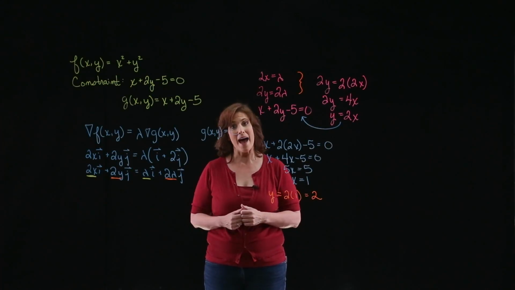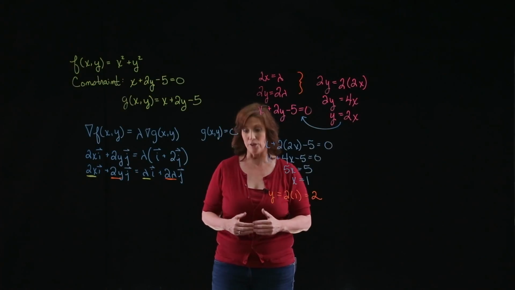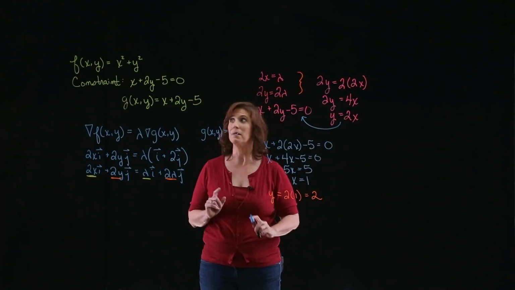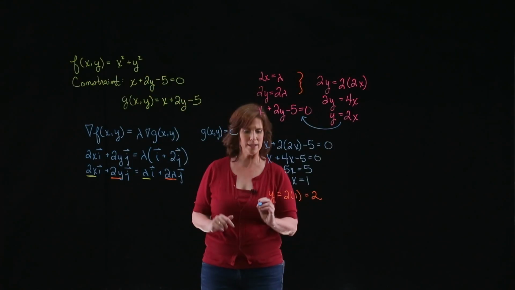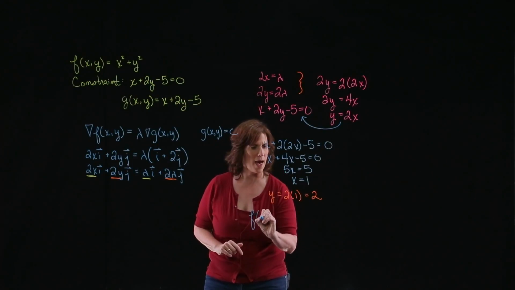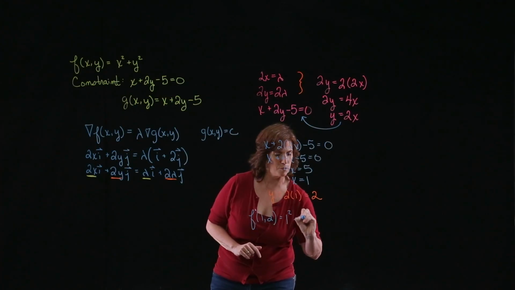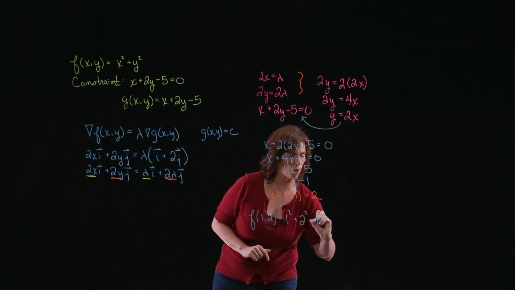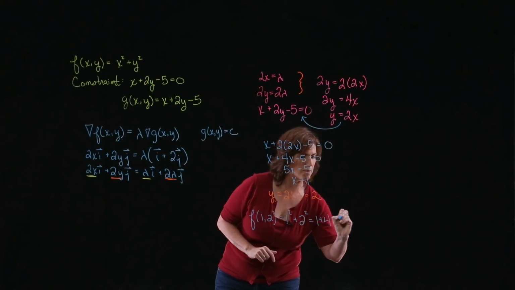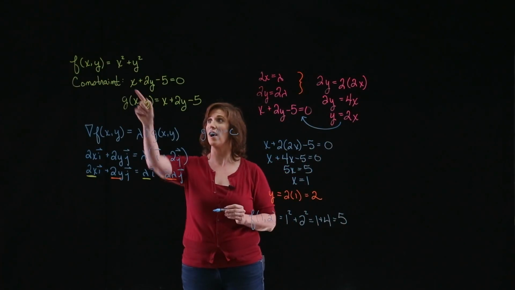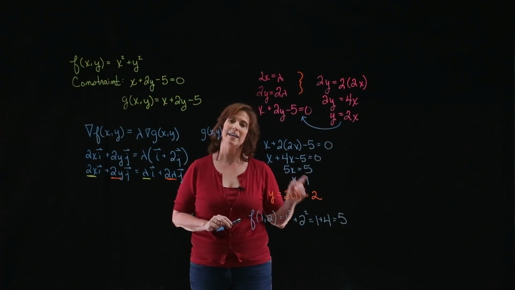All right, the problem actually asks to find that minimum value. So in order to find the minimum value, I have to plug 1, 2 into my original function. So f of 1, 2 is going to be 1 squared plus 2 squared, or 1 plus 4, and the minimum value that this function takes on with the given constraint is 5.